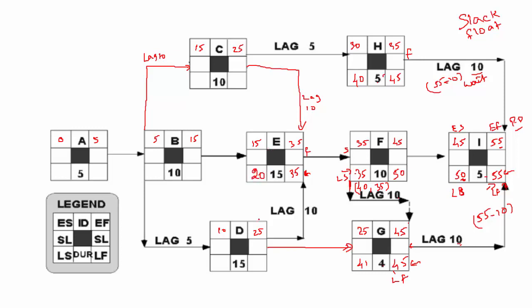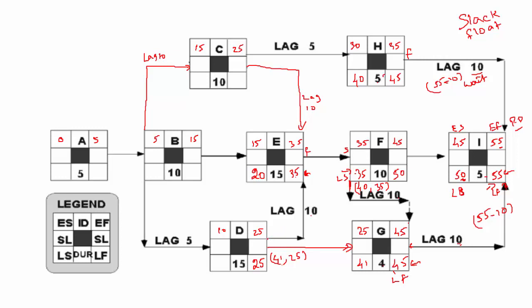So E is done. Let's come down to D, right? What we will do is, watch this, 41 we can bring it down here. So 41 comma, now when you do the backward pass, 35 minus 10 would be 25, right? So now the question is, should we take 41 or should we take 25? Remember, we should always take the lowest. So we will bring 25 over here.